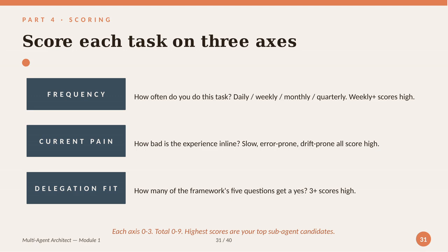Each axis scored 0 to 3. Total score 0 to 9. The total is your candidate's overall fit: how recurring, how painful inline, and how delegation shaped. The highest totals are your top subagent candidates. Items scoring 8 or 9 deserve serious build effort. 6 or 7 is borderline. Build only if you have time. 5 or below. Skip for now.